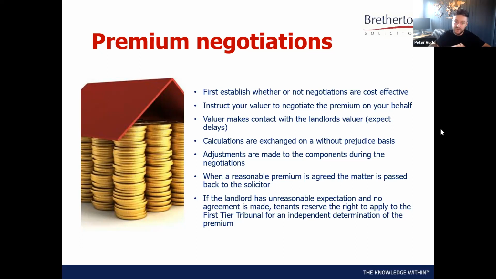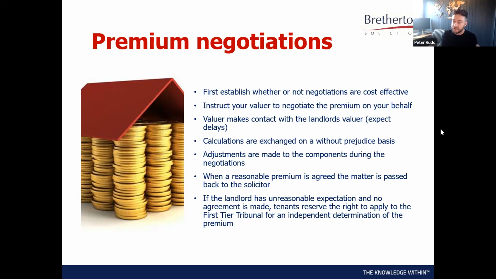So if that is the case, you would instruct your valuer to negotiate that premium on your behalf. And the valuer will make contact with the landlord's valuer. So typically, if you're negotiating things regularly, you probably know lots of valuers. You may have dealt with them before. Sometimes you'll come across new faces. But you should first establish contact with the landlord's valuer to confirm their instructions. And they will often delay. It might take them a while to come back, but eventually at some point they should confirm their instructions.